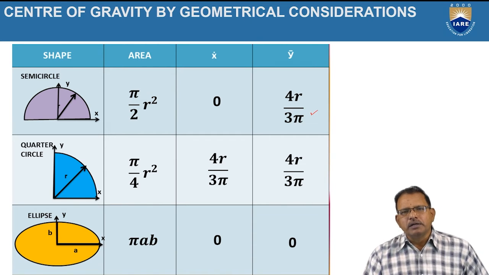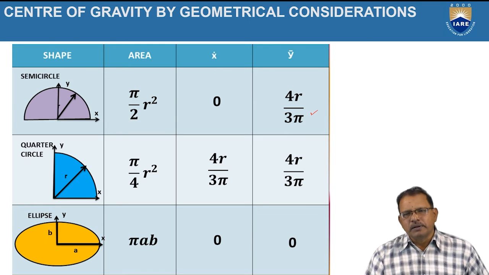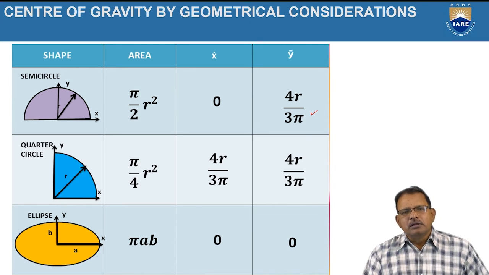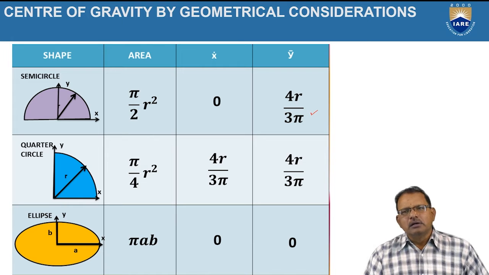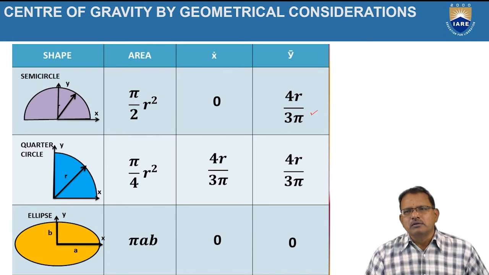For the quarter circle, again assume r is representing the radius of the circle. Then the area becomes pi by 4 r square. In this case, the x coordinate of the centroid is given by 4r by 3 pi and the y coordinate is also equal to 4r by 3 pi.